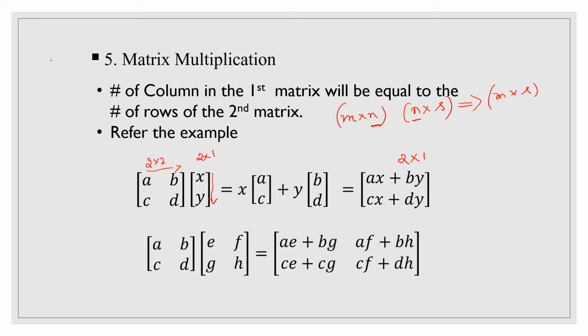Suppose it is a 2 by 2 matrix and a 2 by 2 matrix, so the number of columns and rows are the same, and the ultimate result will be 2 by 2. Here each row is multiplied by the corresponding column. So it is AE plus BG as my first element. First row is multiplied by first column. First row, first column. This is first row with second column. This is second row, first column. Second row with second column. So you get the elements like this.